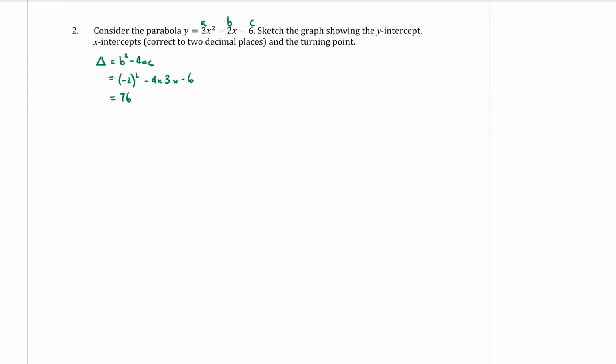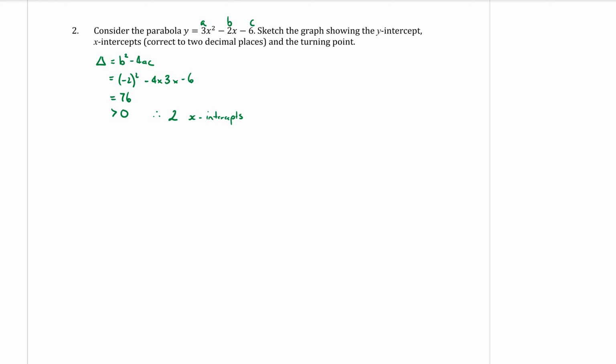Now, the number itself is not important, just that it is positive, that it's greater than 0. Any number that is greater than 0 tells us that we are going to have 2 solutions, or 2 x-intercepts. So we could then try different techniques to find those solutions. We could use factorizing. It's not a very nice one to try to factorize.